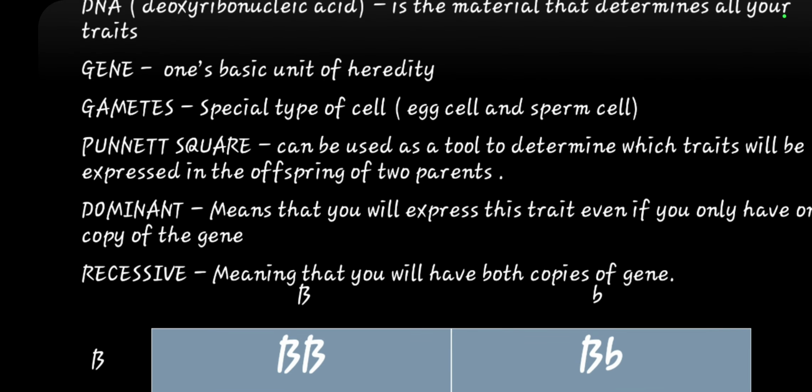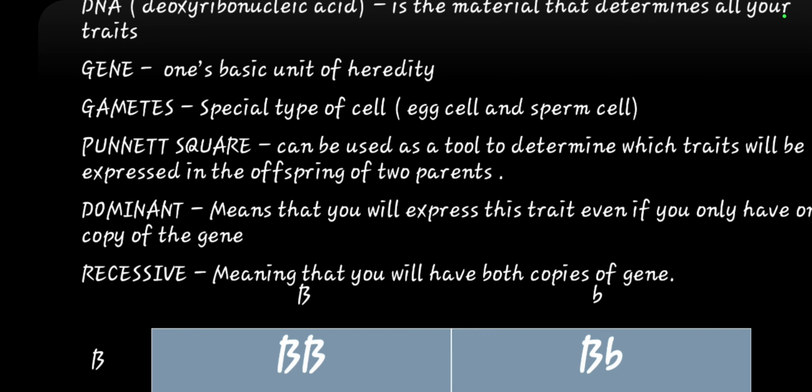When we say dominant, it means that you will express these traits even if you only have one copy of the gene. Dominant is expressed by one copy of the gene. When we say recessive, it is more than one, one or two copies of the gene. So that is the difference between the traits in a Punnett square: we have dominant and recessive.